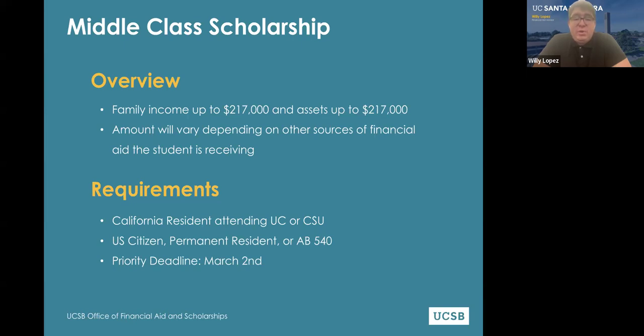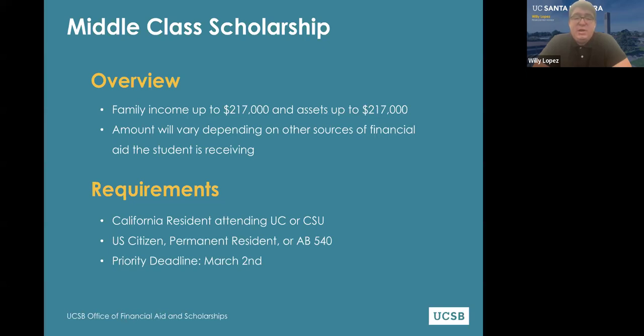So the requirements for middle class scholarship are that you must be a California resident attending a UC or a CSU school. You must be a U.S. citizen, permanent resident, or AB 540 recipient. And you must submit your FAFSA or your CADAA application by the March 2nd deadline. So that deadline is very strict with March 2nd. If you are off by a day or so, it will be very strict and will cause you to be ineligible for middle class scholarship.